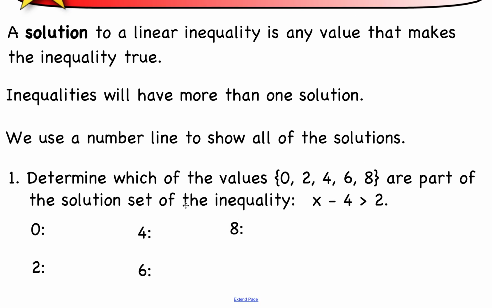So here's an example. It says determine which of the values 0, 2, 4, 6, or 8 are part of the solution set of the inequality x minus 4 is greater than 2. When you're given specific values, you just plug those values in one at a time for the variable. So if we plug in 0, we get 0 minus 4, which is negative 4, and negative 4 is not greater than 2. When we plug in 2 for x right here, we get 2 minus 4, which is negative 2, and negative 2 is still not greater than 2. So that is false. That is not part of the solution.